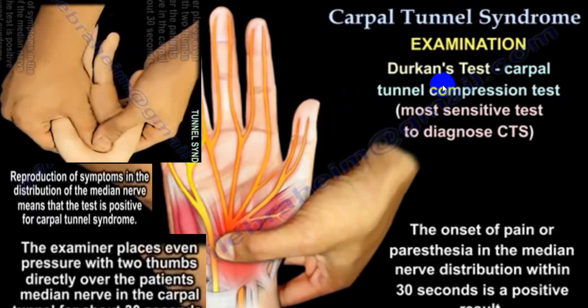So the Durkan test is the compressive test or carpal tunnel compression test. It is very sensitive. Just by compressing with the thumb, if a person gets tingling, numbness and electric pain in the palmar part, it is considered positive, and you have to maintain that compression for 30 seconds. If a person gets pain and paresthesia in the distribution of the nerve, it is considered a positive test.